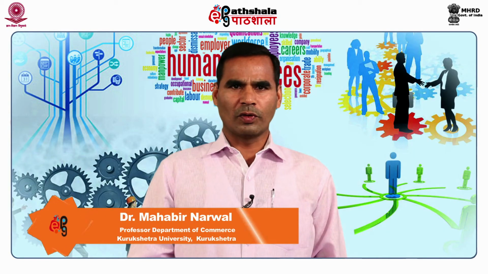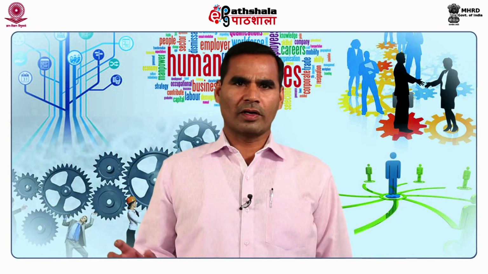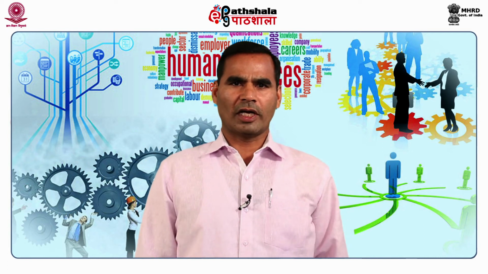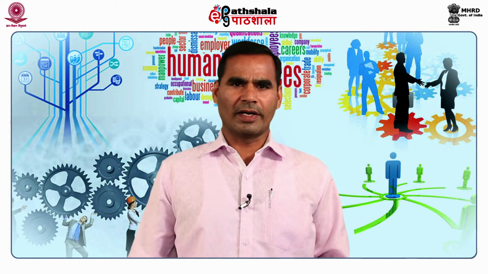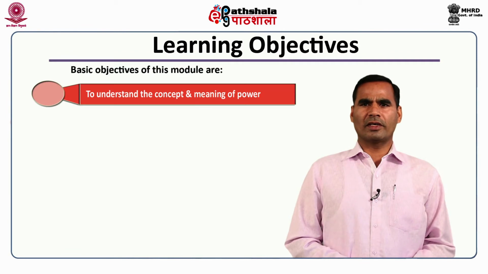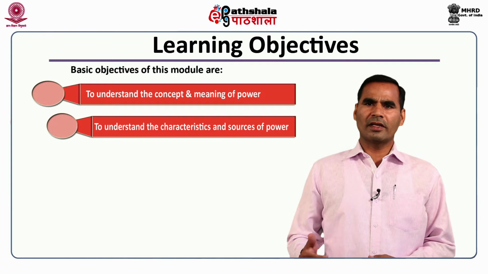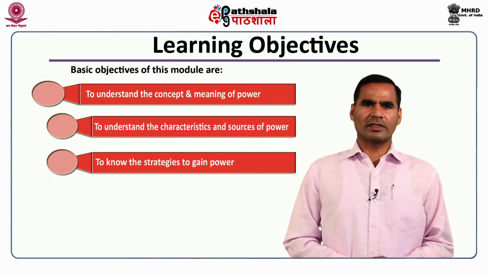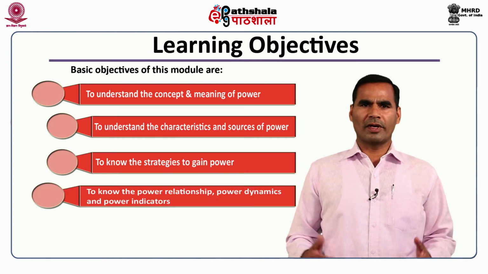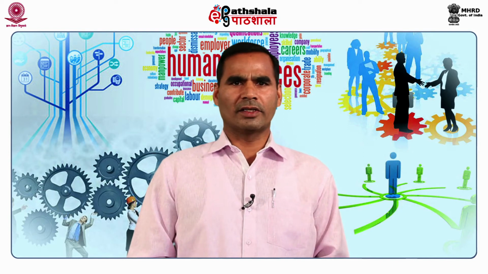The outlines of this module are learning objectives, introduction, characteristics of power, power and authority, sources of power, acquisition of power, strategies to gain power, acquisition of subunit power, power relationships, power dynamics, power indicators. The basic learning objectives of this module are to understand the concept and meaning of power, to understand the characteristics of power and sources of power, to know the strategies to gain power, to know the power relationship, power dynamics, power indicators. So first of all, I'll discuss the introduction.